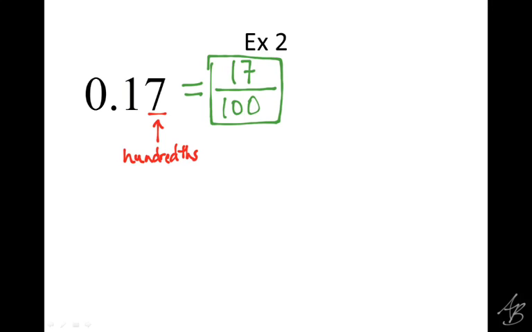All right, and actually, I don't know if you guys knew this, but the way we would actually read this number as a decimal, since the 7 is in the 100th place, we would read it as 17 hundredths. It's the same way we would read the fraction. So if we say 17 hundredths, that represents this decimal and also represents this fraction. Kind of cool, right?